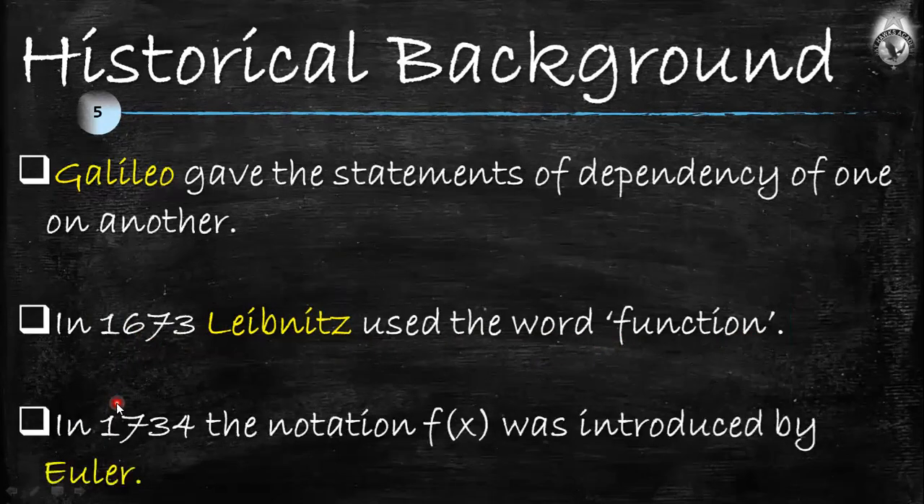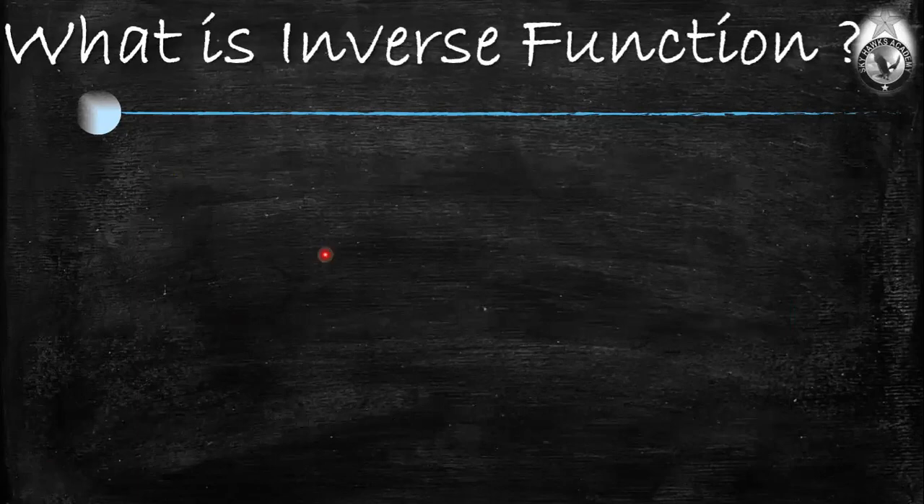Then the next one is in 1734, the notation f(x) was introduced by Euler. So this is the latest notation. We are still using that f of x, the function of x, that was introduced by Euler. So these are the three prominent mathematicians who have contributed in the field of function. Anyhow, we are not going into detail for the history, but we are just looking at glimpses of the historical background.